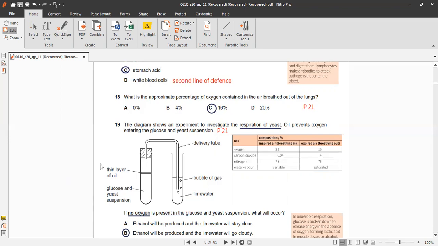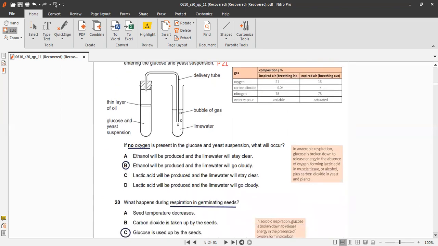The diagram shows an experiment to investigate the respiration of yeast. Oil prevents oxygen entering the glucose and yeast suspension. If no oxygen is present in the glucose and yeast suspension, what will occur? Yes, anaerobic respiration, because there is no oxygen. Glucose is broken down to release energy in the absence of oxygen, forming lactic acid in muscle tissue.